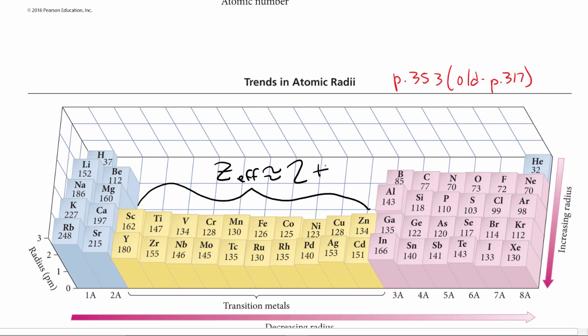And again, because of that, they all have about the same size. Because we're filling them up and then we start doubling them up right about here, we start seeing those sizes increase again due to an increase in repulsions that tend to push out the size of that atom.